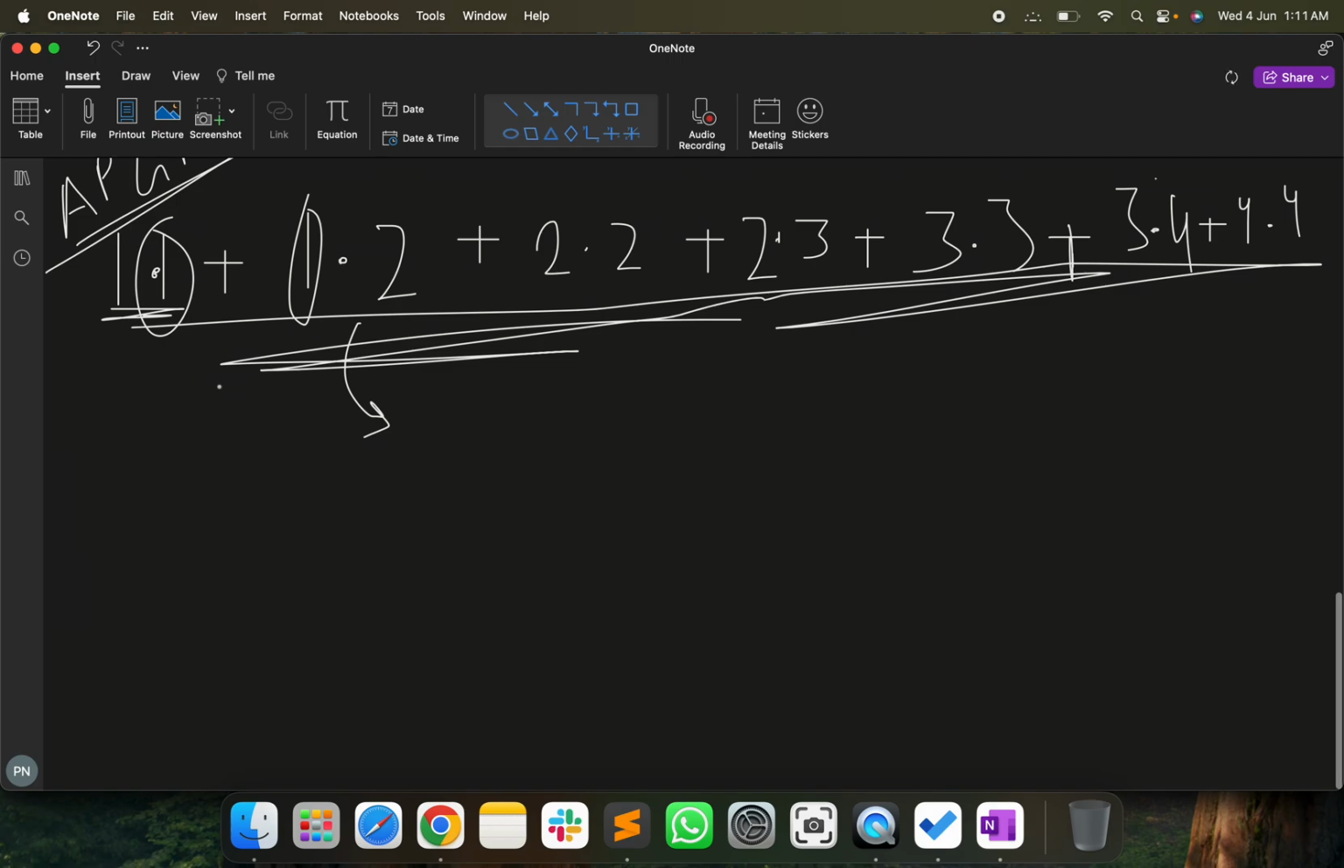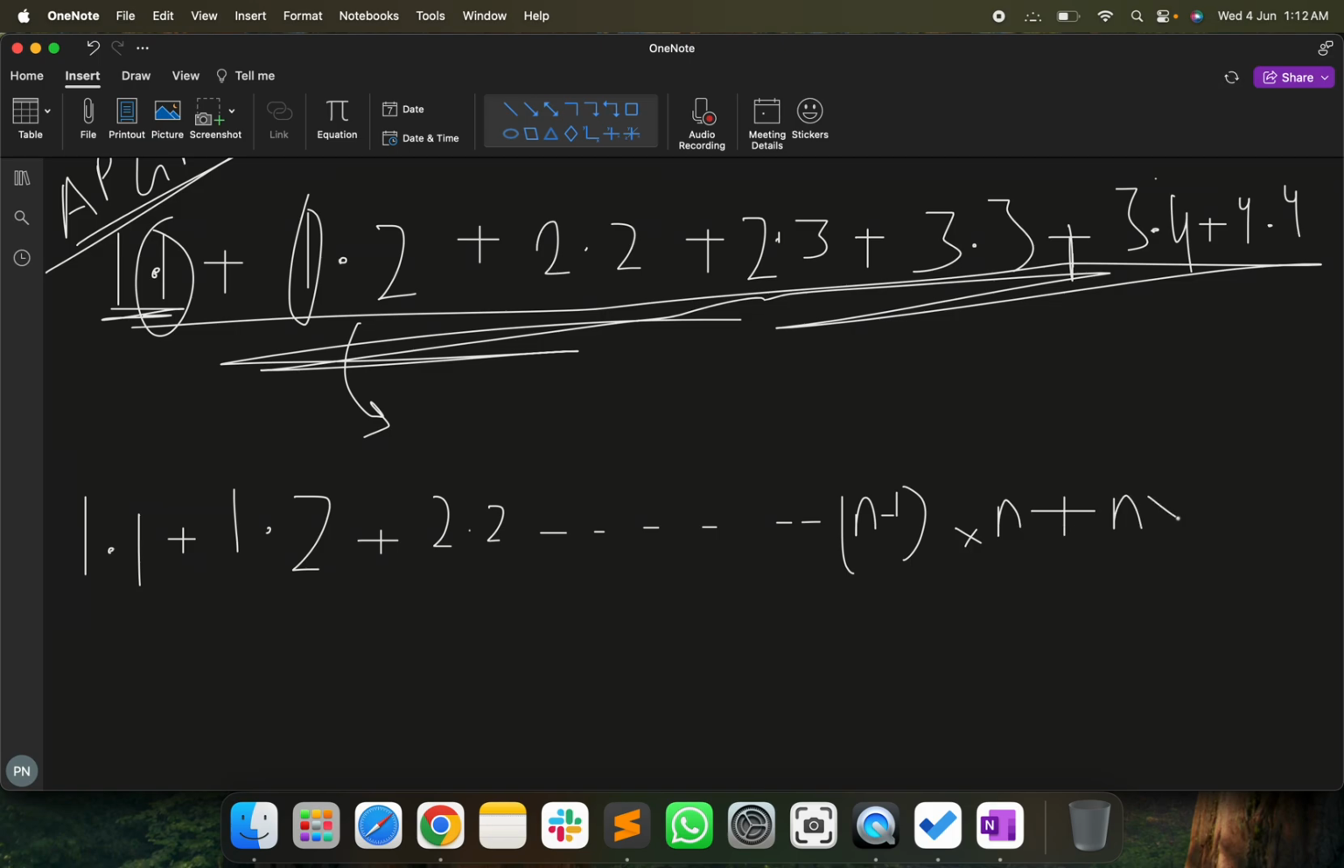Okay, first let's just leave everything and start by writing this in a generalized manner. So I'm starting with 1 into 1, and then I add 1 into 2. After this I add 2 into 2, and we go on till I get to n minus 1, and I add and multiply n into this, and then I add n into n. Do you see? This is a generalized pattern that I can see in this type of question.